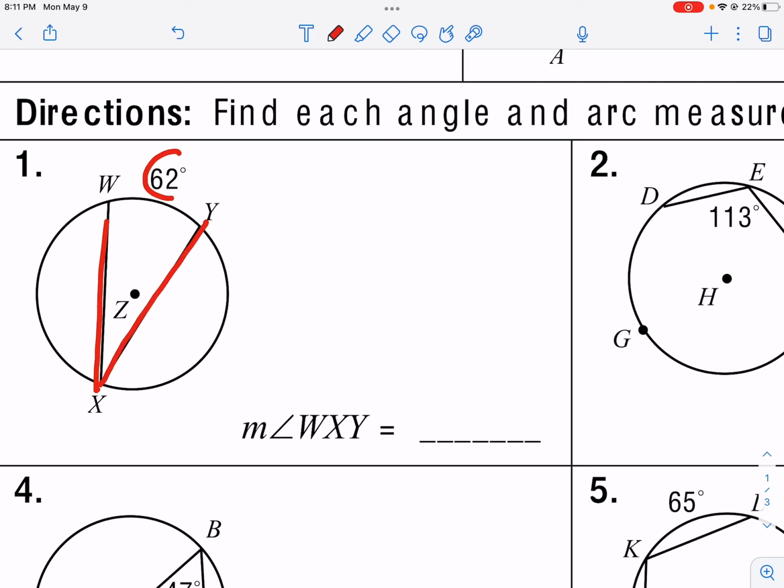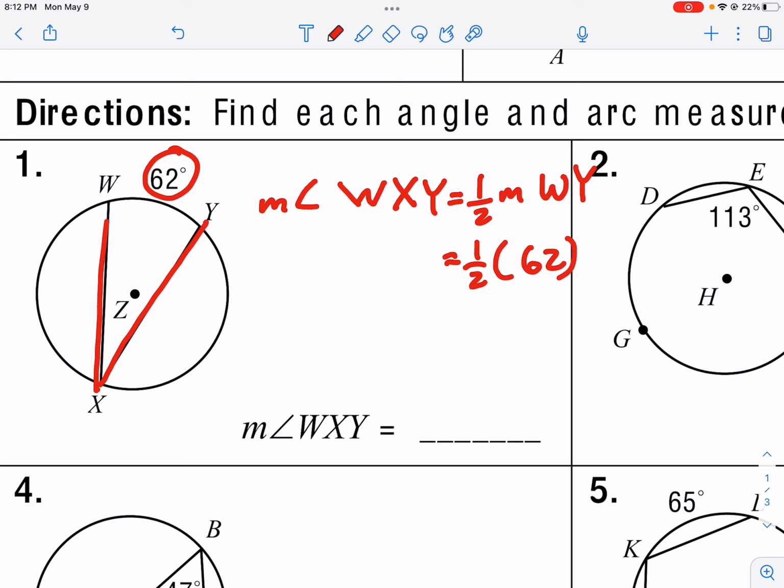We know that the arc is 62. So the measurement of angle WXY is equal to half of the measure of the intercepted arc, which is WY. So half of 62 will be equal to 31. This is the intercepted arc. If that arc is 62, that means the inscribed angle is going to be half of 62.